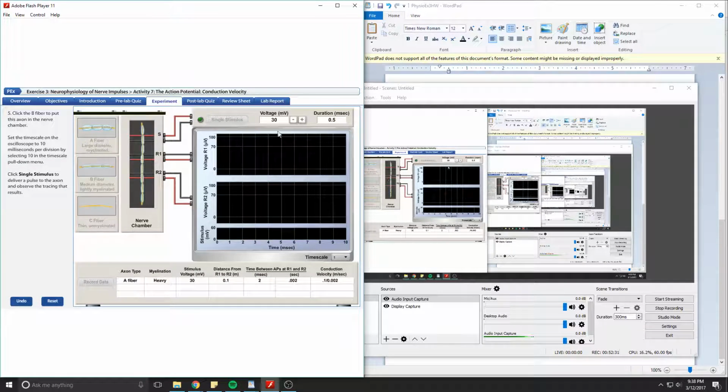So let's try. Let's see. All right, let's set the time scale on the oscilloscope to 10. Okay. Single stimulus. Record data. Where's record data? Oh, there it is. So it actually was longer. It took longer.